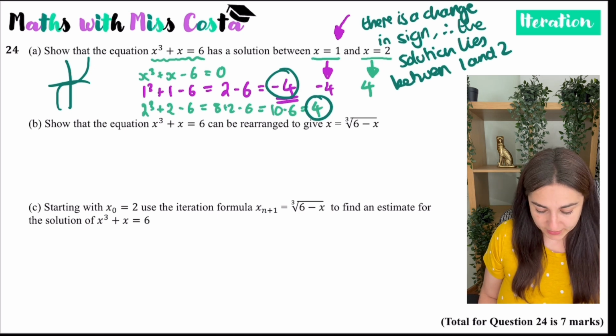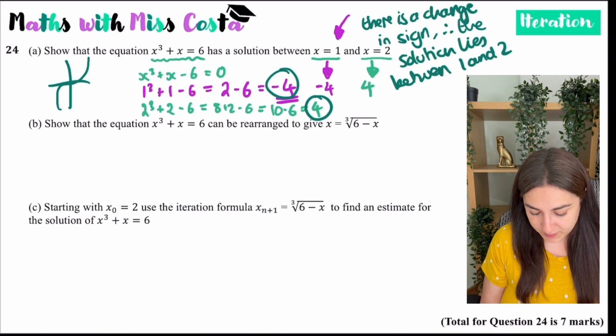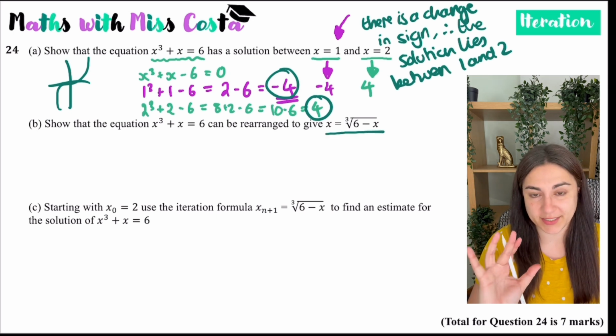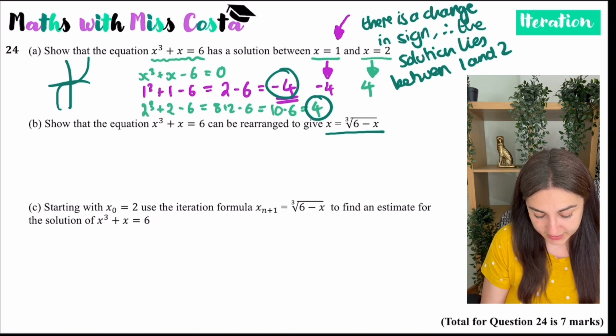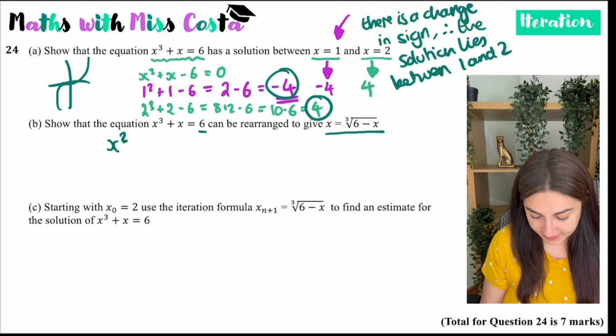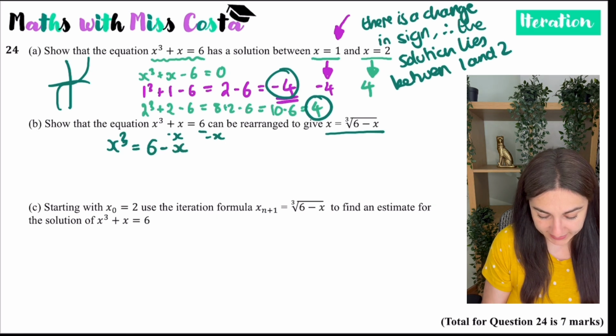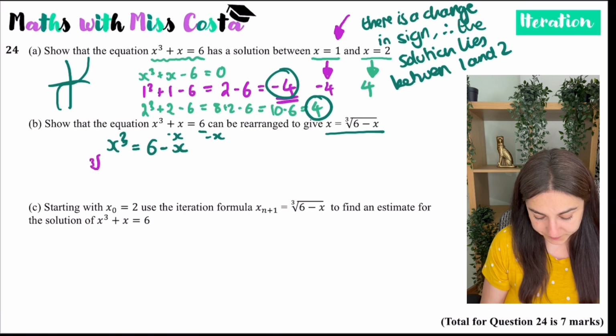Okay, right. For the next question, show that the equation can be rearranged to give this. All you're doing is trying to rearrange this equation in the form that they want. So x cubed, you can see that you have 6 here and that you're subtracting x. So the first thing you want to do is just add x to both sides. So x cubed is going to be equal to 6 minus x. And then the next step is you cube root both sides. So x equals the cube root of 6 minus x.